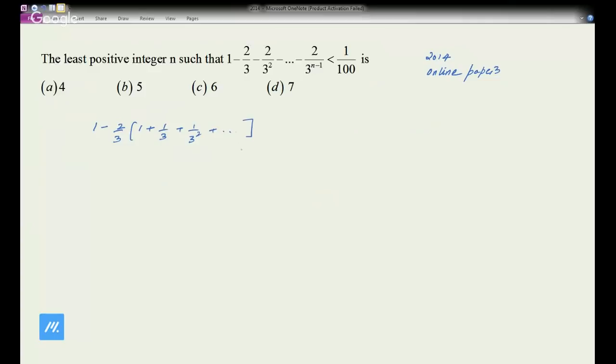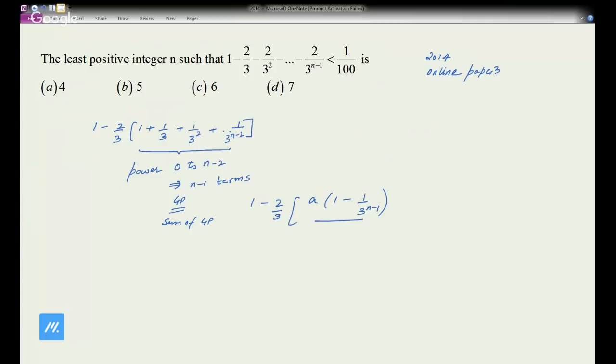How many terms are there in this? I have seen a lot of students getting confused here. Here the power goes from 0 to n minus 2, so this implies n minus 1 terms. This is nothing but a GP. Just use the sum of GP: a into 1 minus 1 by 3 to the power n minus 1, over 1 minus 1 by 3. Sorry, a is 1, so no need to write a. I'm just using the sum of GP.